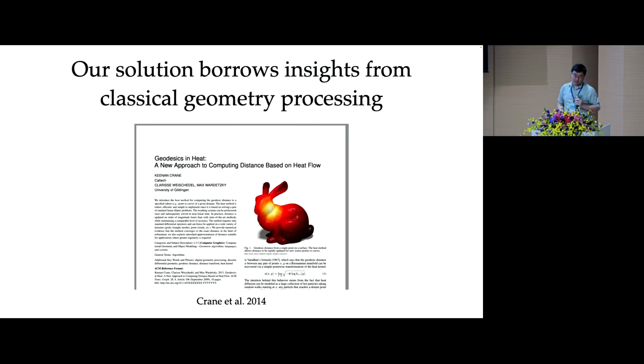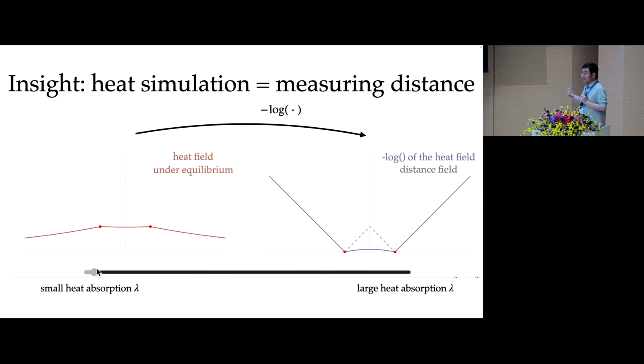So how do we solve this? Our solution borrowed insight from classical geometry processing. This is a paper from Keenan Crane and some other very smart folks in 2014, called Geodesics in Heat. I won't talk too much about this paper in particular. If you're interested, you should read it. But the insight of this paper and also our paper is that there's an isomorphism between the simulation of heat and the measurement of distance between points, both in Euclidean space and in an arbitrary metric.